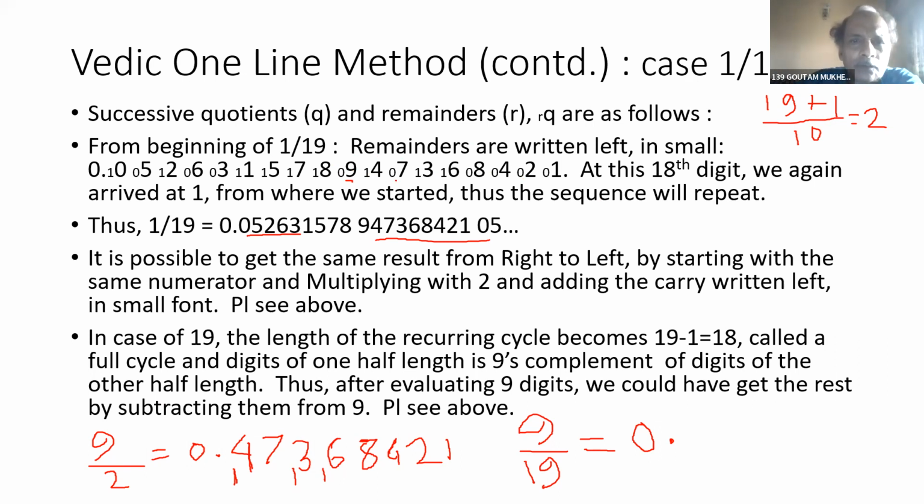And wherever you do, in whichever part you break, you see that after a cycle of say 9 digits, it will be the 9's complement. In case of 1 by 19, I have seen that it is 0 and 9, 5 and 4. So it will always be 9 away, always the 9's complement in this case. Okay.